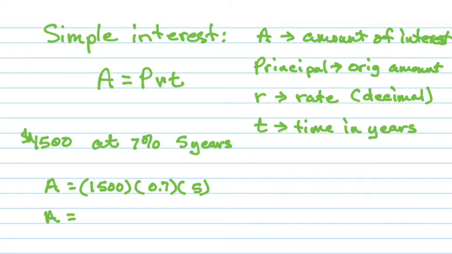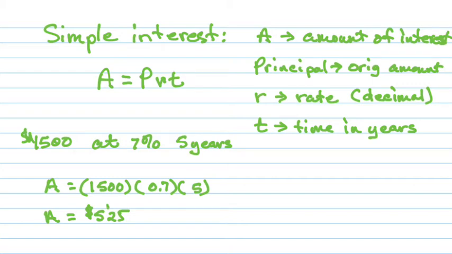Anyone? 1,500 times 0.7 times 5. Sorry? 525, it comes out to? Okay. Yep, and exactly, it is in dollars, right? Do you agree? Everybody agree with that?